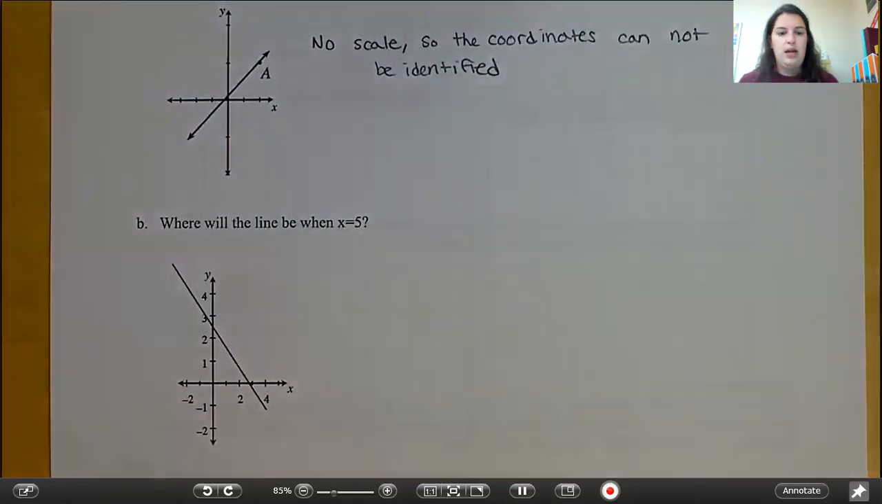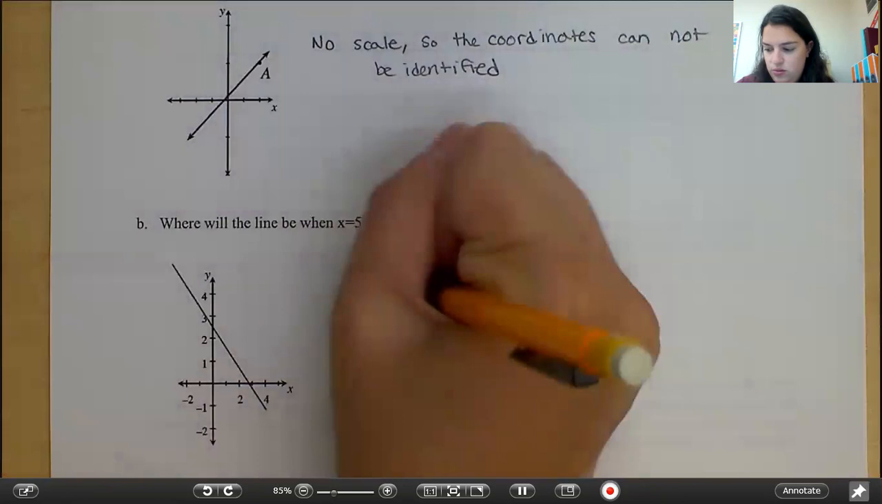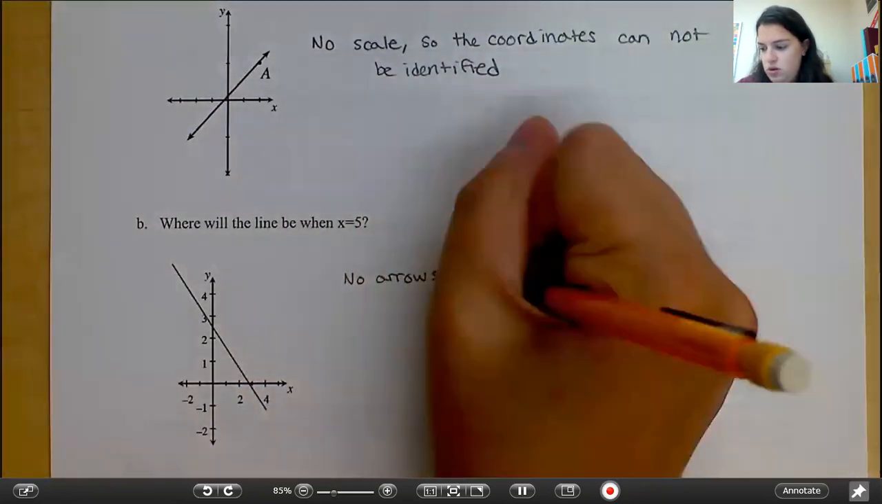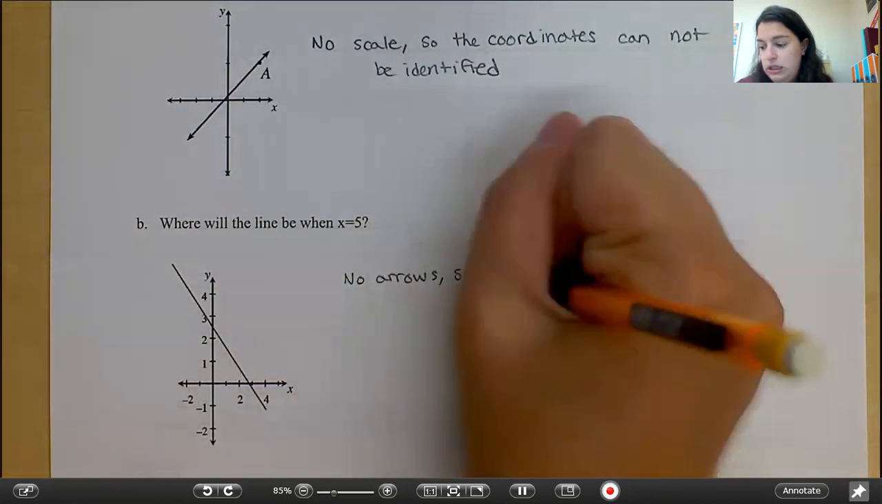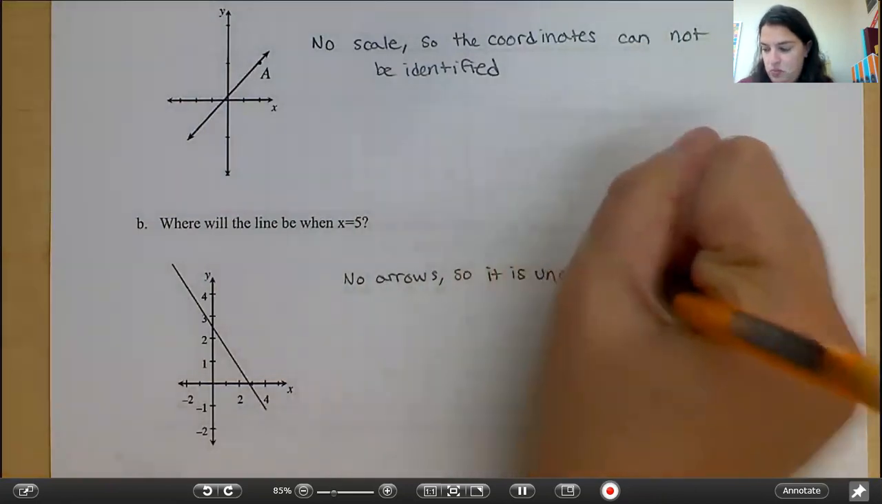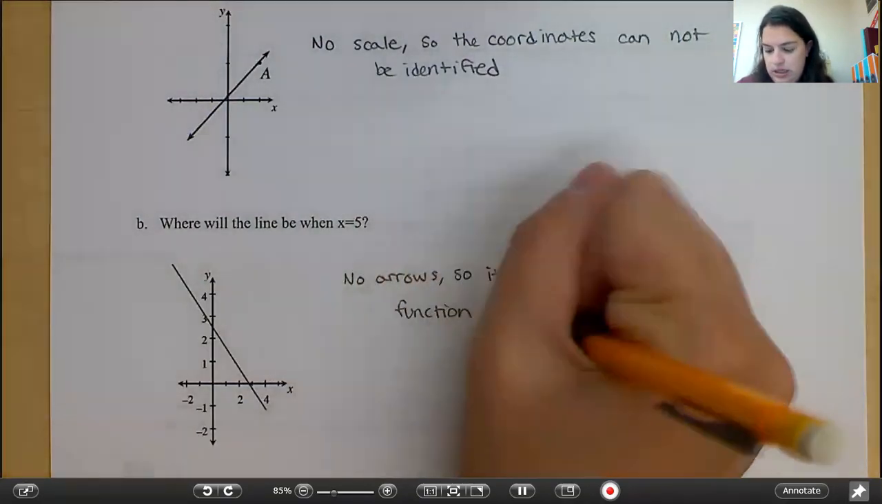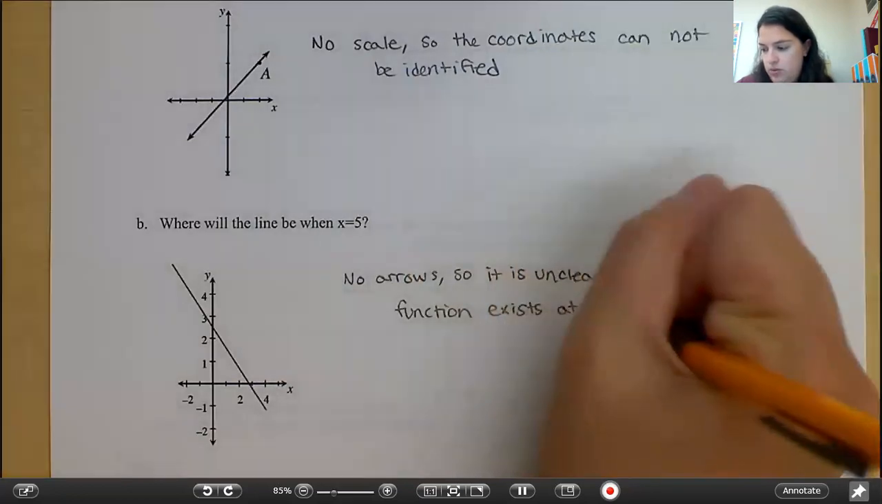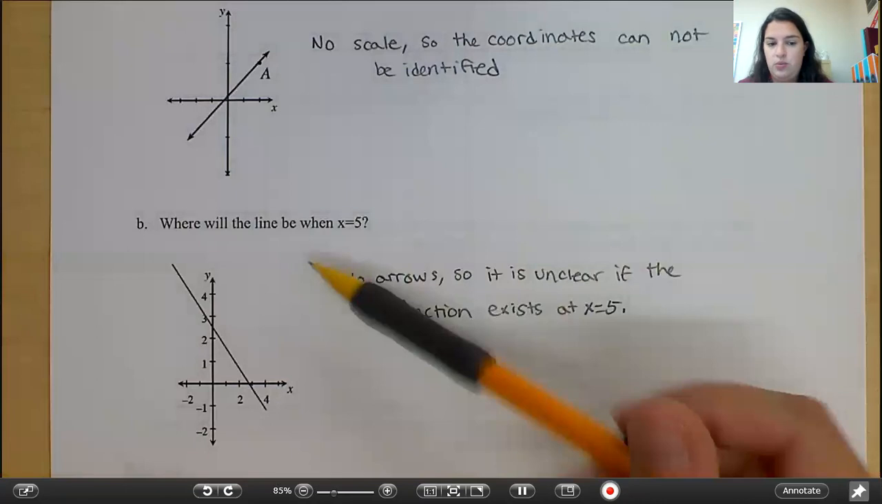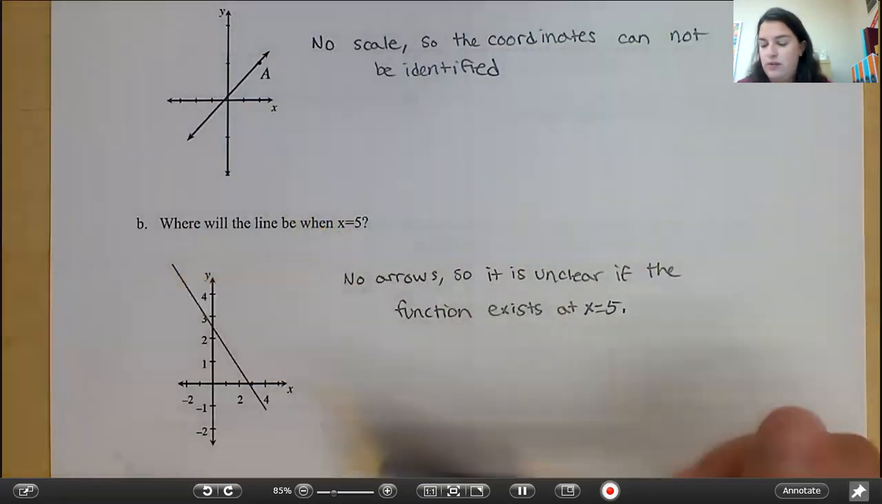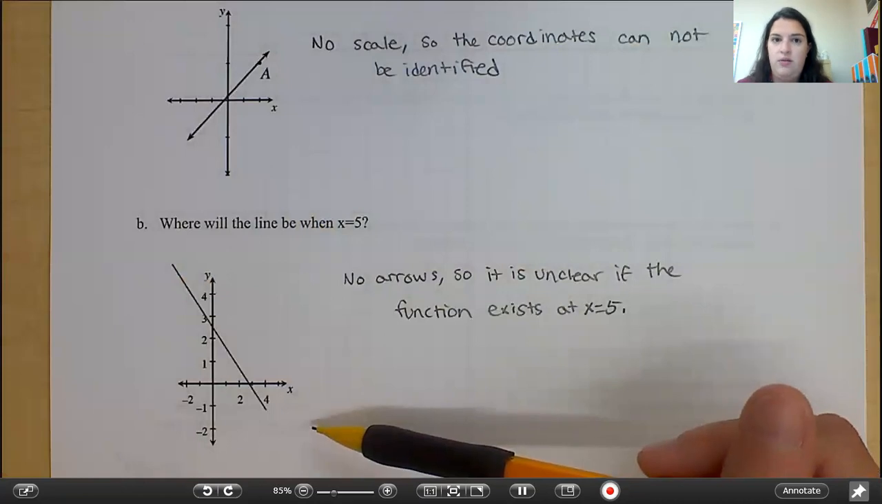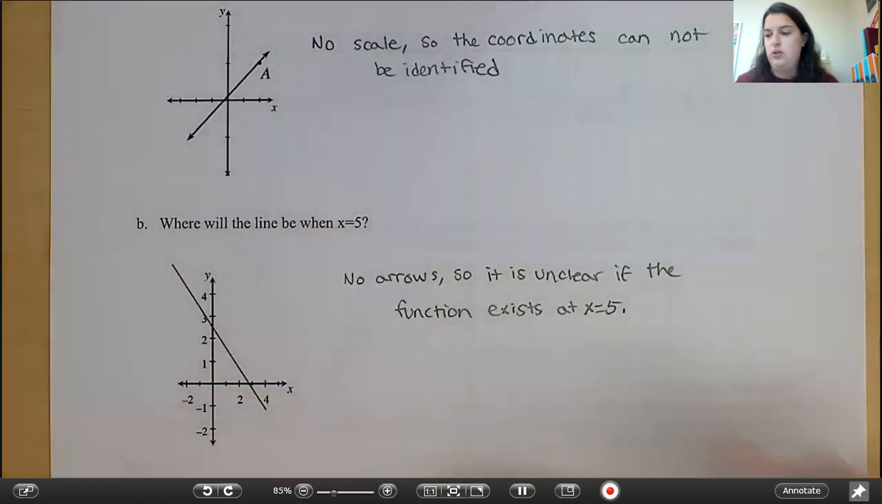Part B says, where will the line be when x equals 5? Hopefully you said here that there are no arrows. So it is unclear if the function, which is the rule, exists at x equals 5. So we know we always want to put arrows on the end of our graphs because if you just have a line like this, it does not tell you if the line continues on or not. So arrows are always important.